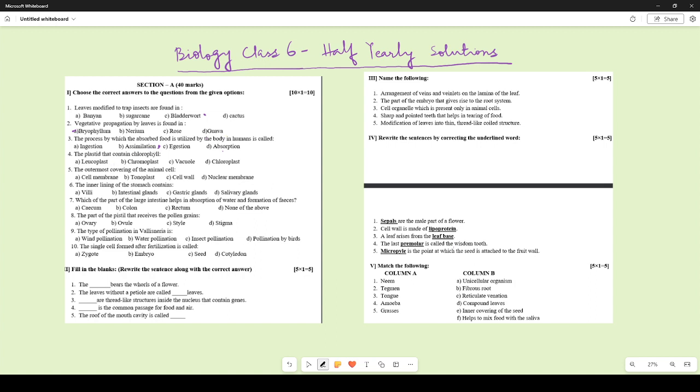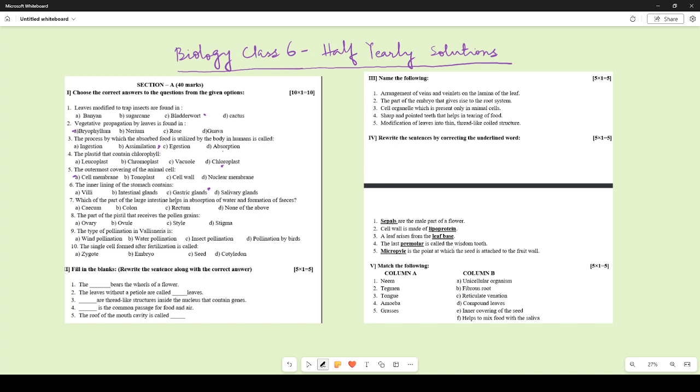The plastid that contains chlorophyll is chloroplast. Many of you wrote chromoplast. No, chloroplast contains chlorophyll. The outermost covering of the animal cell is the cell membrane, not the cell wall. The cell wall is the outermost covering of the plant cell. The inner lining of the stomach contains gastric glands. These glands secrete the gastric juices.